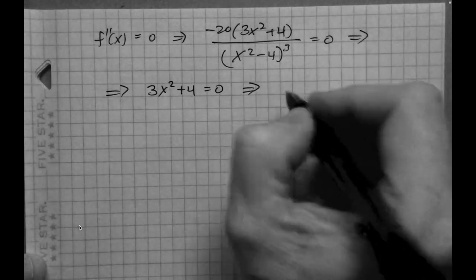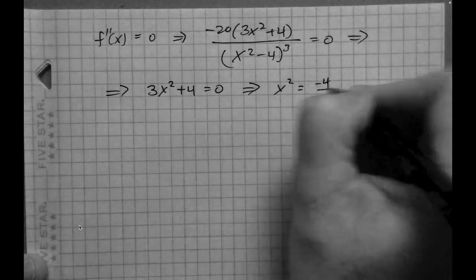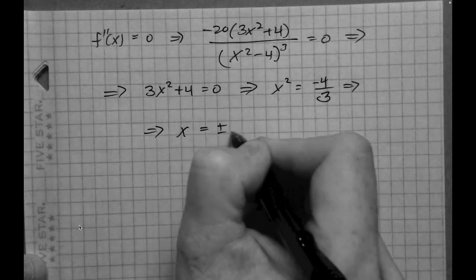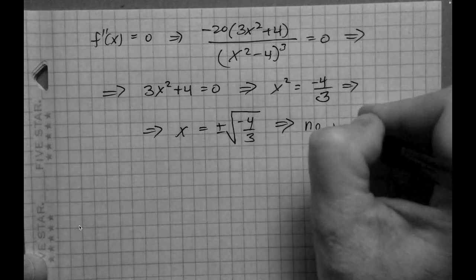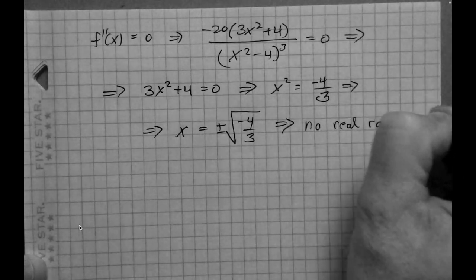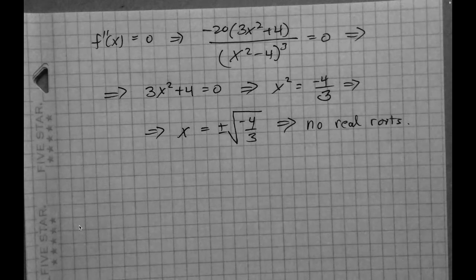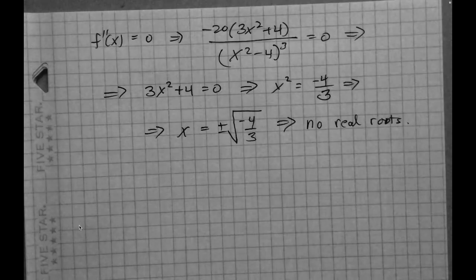And solving this for x, we would get x squared equals negative 4/3, right? And so that means x is equal to plus or minus the square root of negative 4/3, all right? So basically, there's no real roots. The only roots of this quadratic are going to be imaginary roots. Okay, so no real roots. So basically, we don't really have to worry about it for the case of our graph of the function.